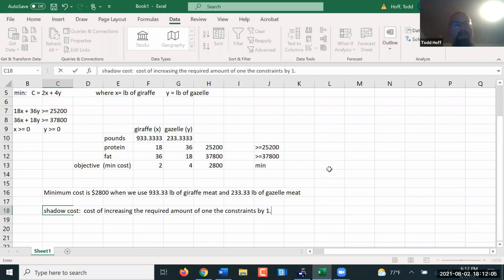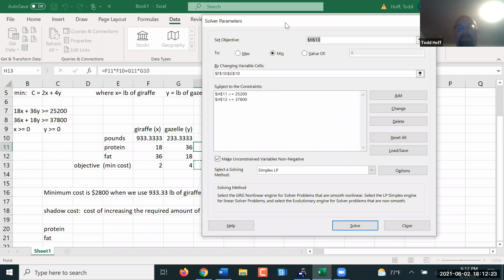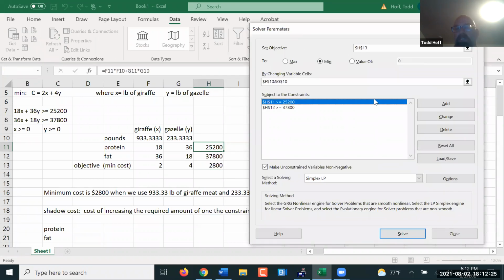By one. So here we have two constraints, one for protein and one for fat. They'll have a separate shadow cost. To find the shadow cost, we're going to go back into our solver. This first constraint is the constraint for protein, so I'm going to edit that. I'm going to hit change.